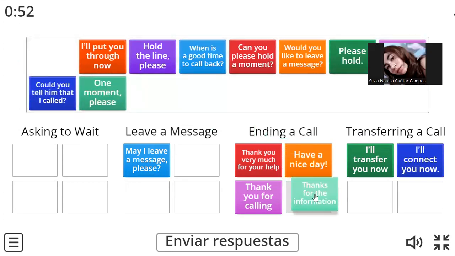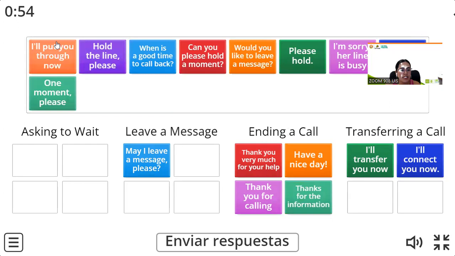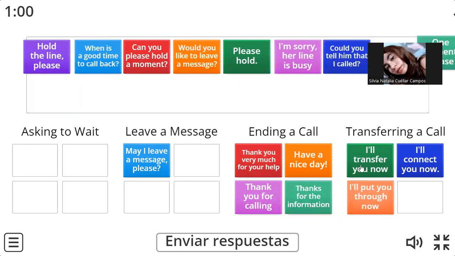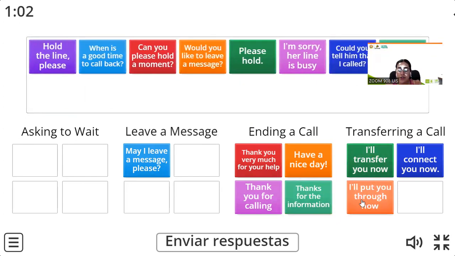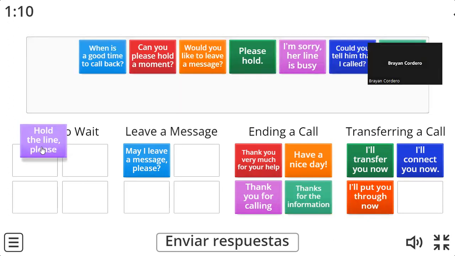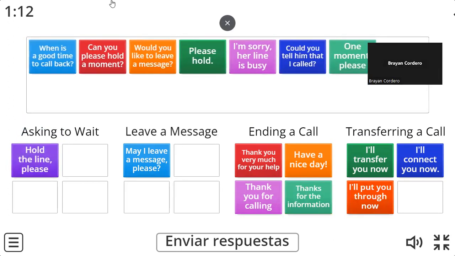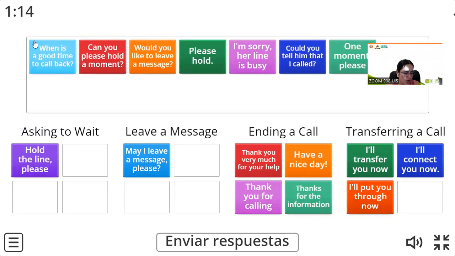Teacher, ending a call. Also yes, to end the call, yes. I will put you through now. Transferring a call. This one is very common to transfer the call. Okay, I will put you through, right? Hold the line, please. Asking to wait. This is asking to wait. When is a good time to call back?